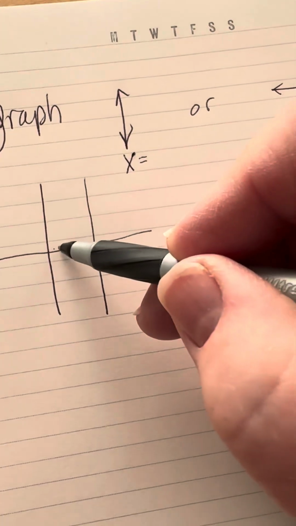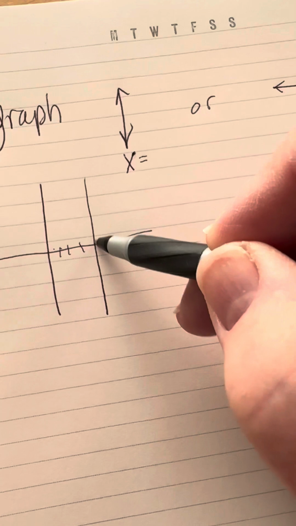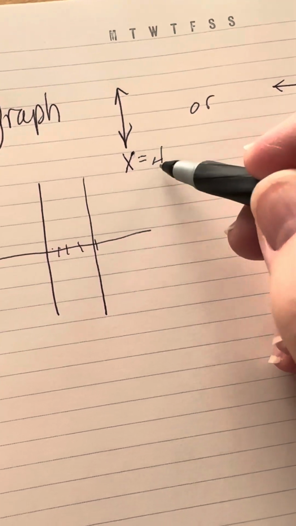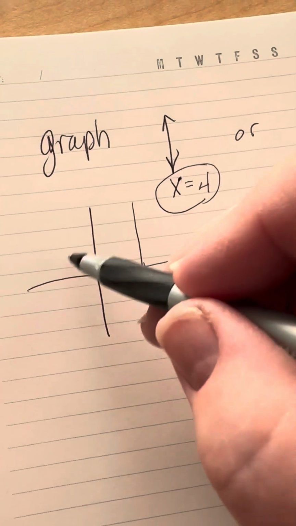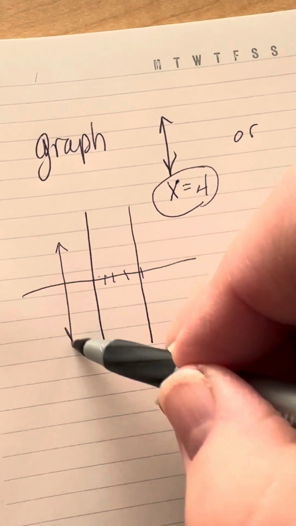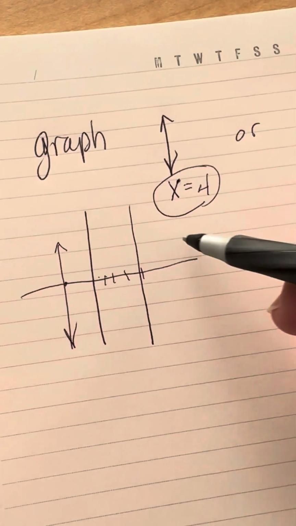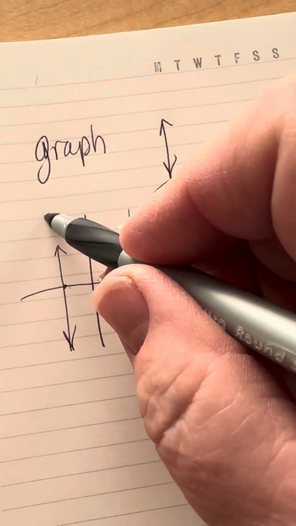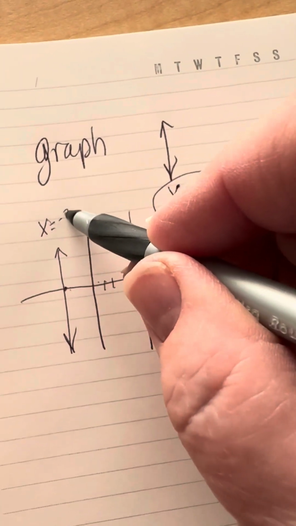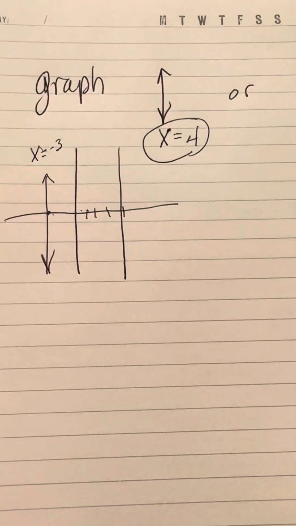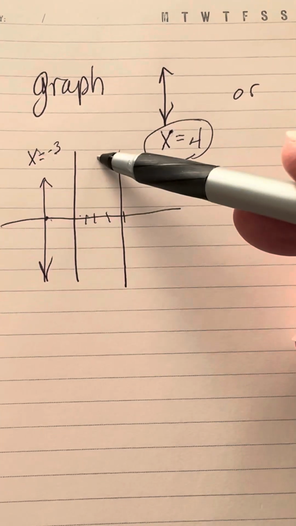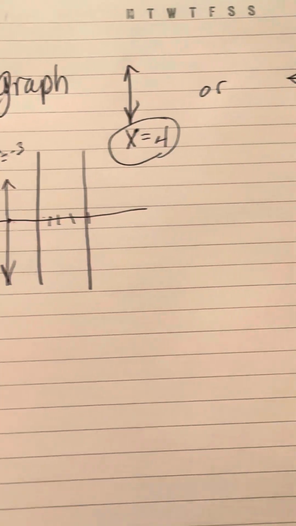So like if this is crossing at the 4 on the x, then this equation would say x equals 4. Or if I drew a line here at, let's say, -3, then this line is created by the equation x equals -3. It wouldn't even show a y value because it will never cross the y-axis.